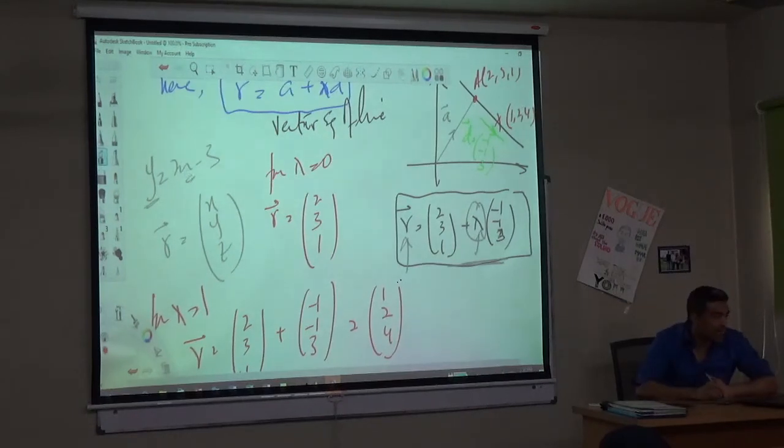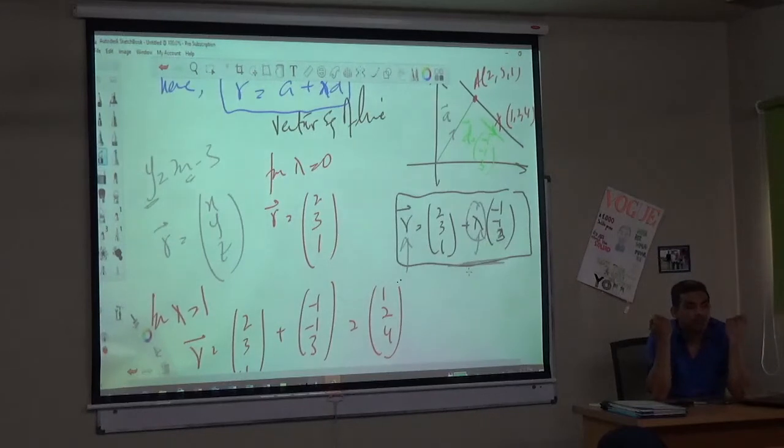Just like you would randomly plug in values of x to get random values of y, and you would get different points on the line, here you would plug in different values of lambda, any value of lambda, and you will get multiple points on your line. You can plug in a decimal, fractional, negative, positive, any value. You will get different points on the line.